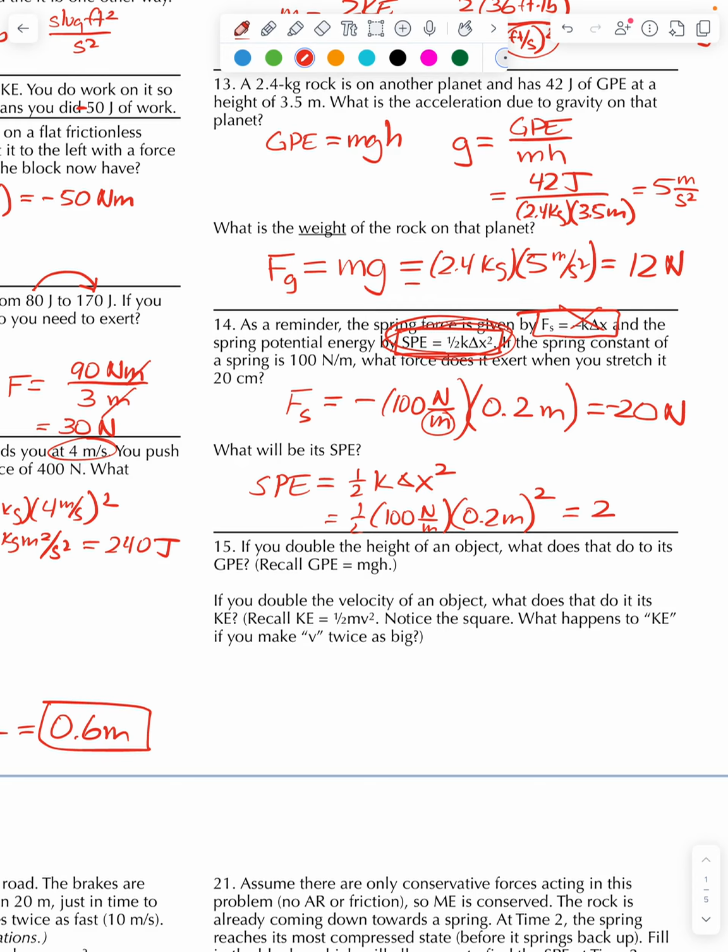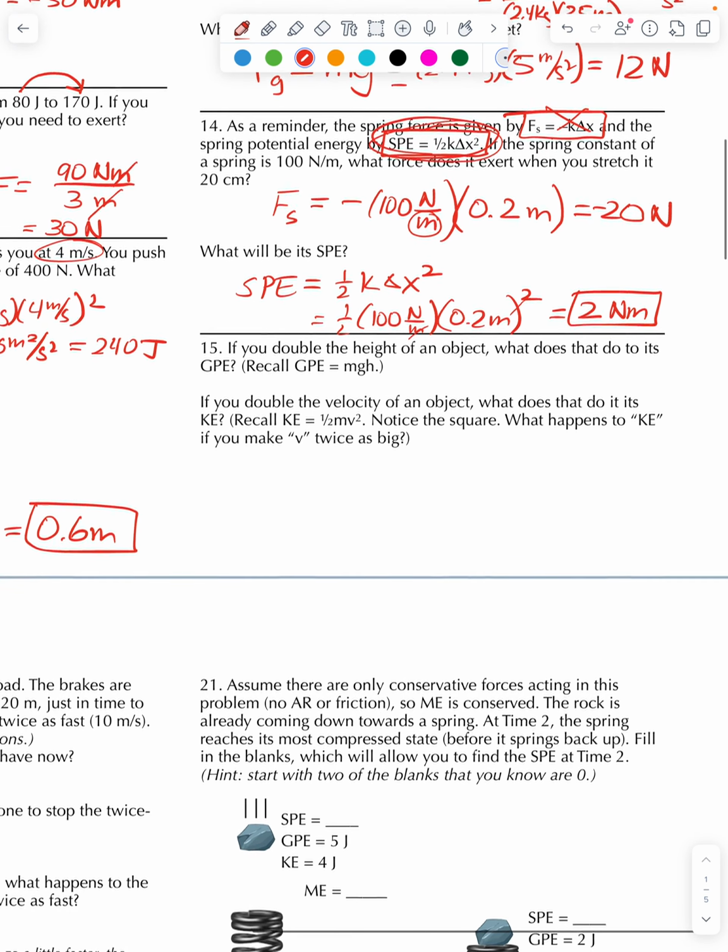And the meters cancel. I'm sorry, they don't cancel. We've got meters squared here, right? One of the meters will cancel that meter, you know what I mean? And we end up with newton meters or joules. Just from the units I have there, you'd get newton meters, but that's the same thing as a joule. So do know that equation for the SPE.